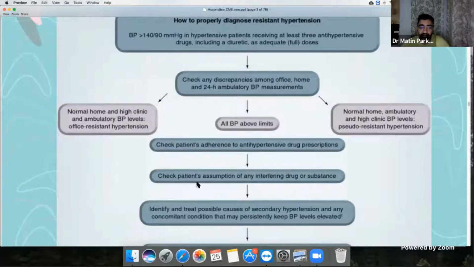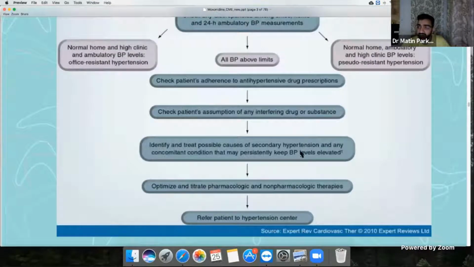Reassurance is the treatment. Then once the BP is higher in all the readings, you see the adherence to the therapy with the antihypertensive. Check for any interference from other drugs, whether he is taking any other drugs like NSAIDs, corticosteroids, mineralocorticoids, or cyclosporin. Then identify and treat possible causes of secondary hypertension. Patient should be evaluated for secondary hypertension with sonography, 2D echo, and routine blood tests. If nothing is found, then optimize and titrate pharmacological therapies. Use the drugs to their maximum potential.